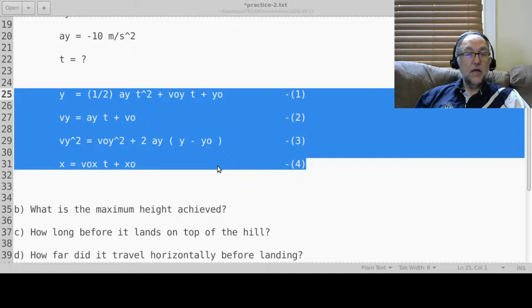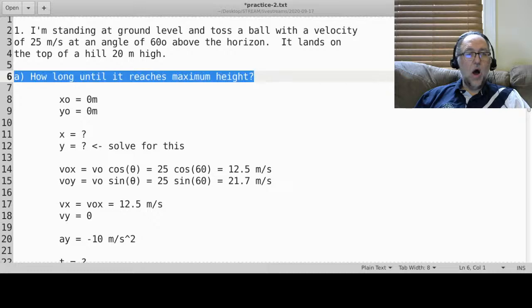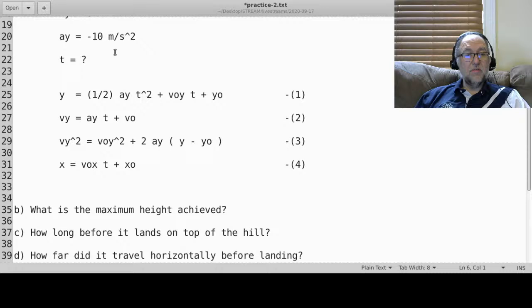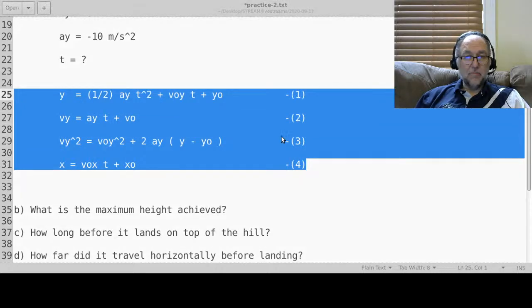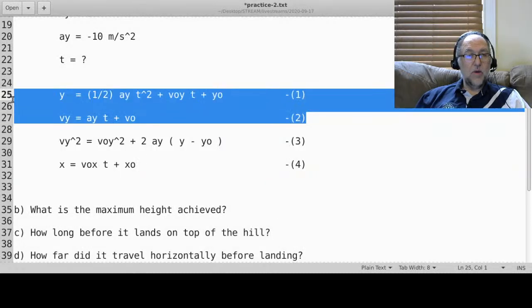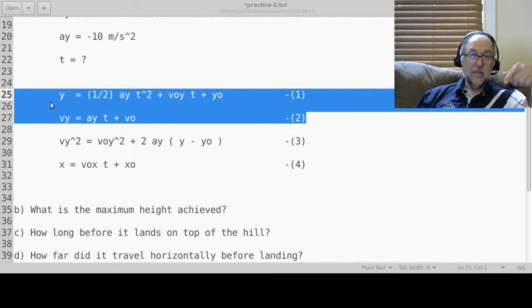So there it is. Those are the four equations. Now go back and see what I asked for. I said, how long until it reaches maximum height? The question how long is time. So out of these equations, you want something that has to do with time and height. Height is y, so that excludes equation number four. That means you're using either equation number one or two. Because you don't know y, the maximum height, which is in fact question B below, it's obvious that you have to use equation number two.